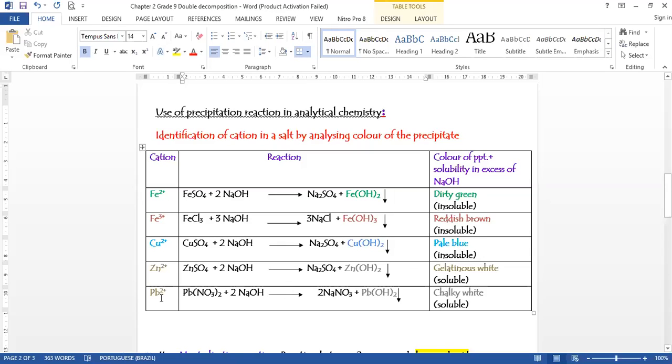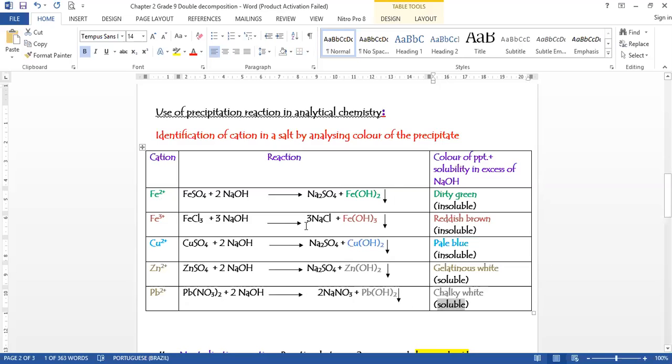The last one is lead nitrate. Now in lead nitrate, we have plumbous ion. I have told you that mostly we'll be using plumbous. Plumbic is very rarely used for any reaction. So lead nitrate reacts with sodium hydroxide. It gives you sodium nitrate plus lead hydroxide. The PPT which is formed over here is chalky white. And that chalky white PPT is soluble in excess of NaOH.